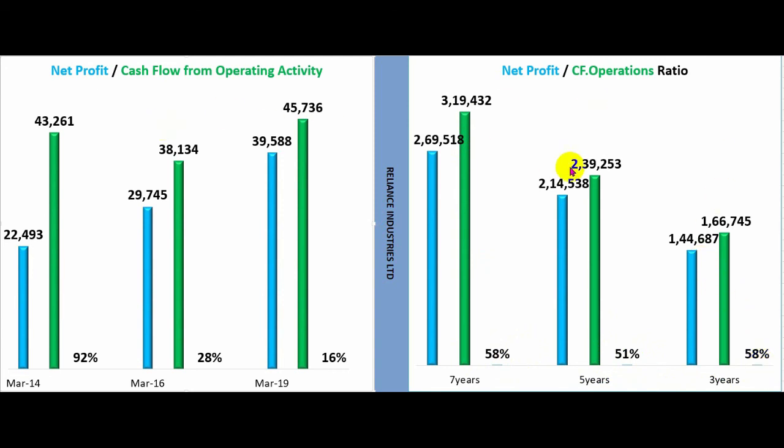So both these charts are very important to thoroughly understand, as this helps us understand whether the profit declared is genuine, or against that if cash is actually coming in or not.